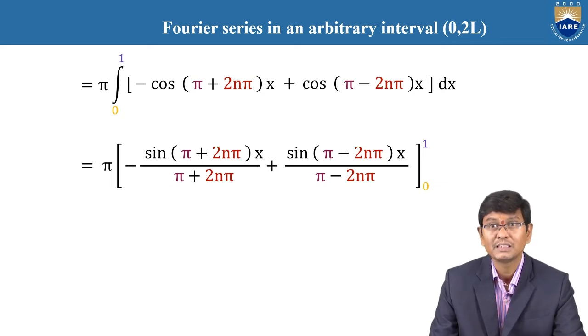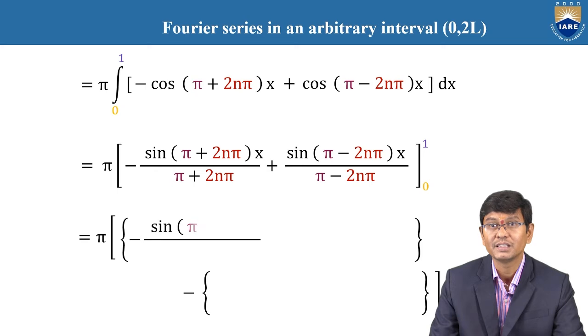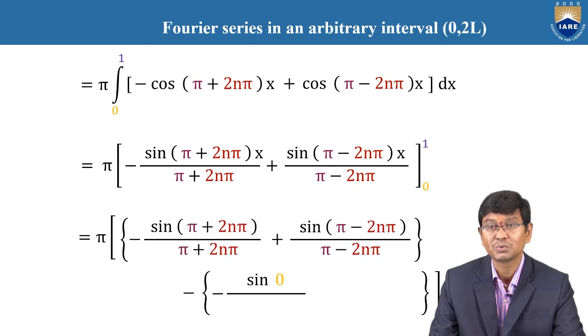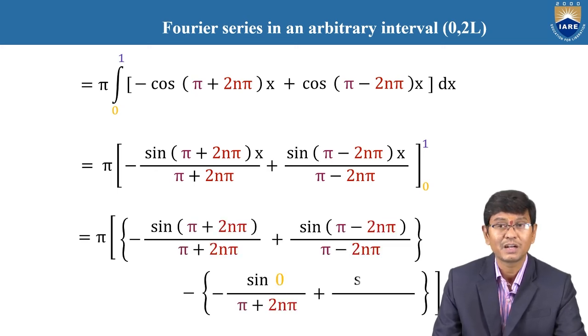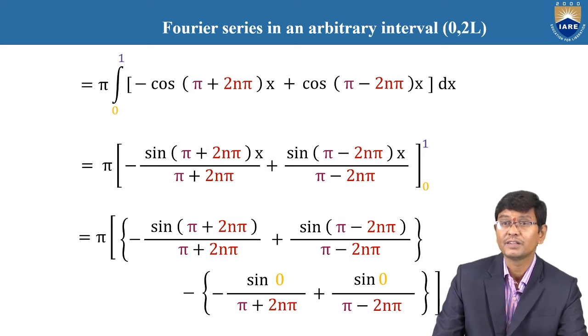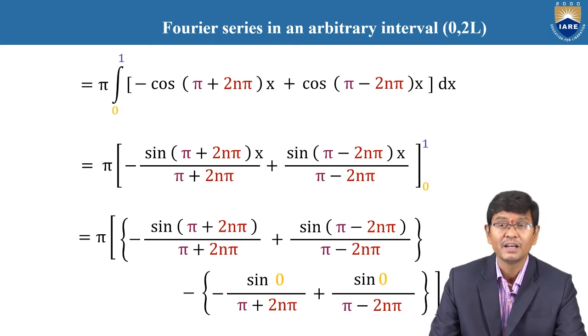Now we need to substitute the limits, but before that we need to take out common pi outside. Therefore, it is equal to minus half, that is sine of (pi plus 2n pi) by (pi plus 2n pi), with the replacement of x equal to 1 and also 0. Here the first one is minus sine of (pi plus 2n pi) by (pi plus 2n pi) plus sine of (pi minus 2n pi) by (pi minus 2n pi). The second limit is at x equal to 0, that is minus of minus, into sine 0 by (pi plus 2n pi) plus sine 0 by (pi minus 2n pi).